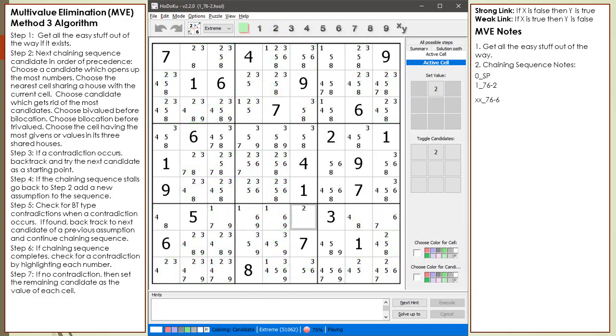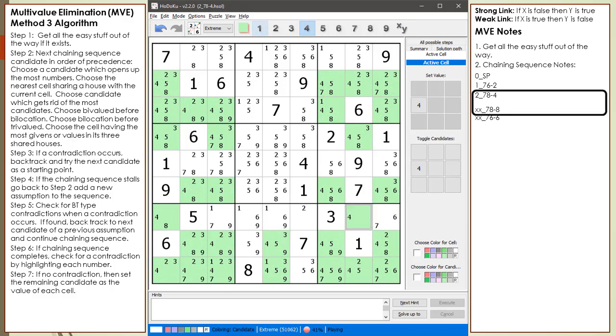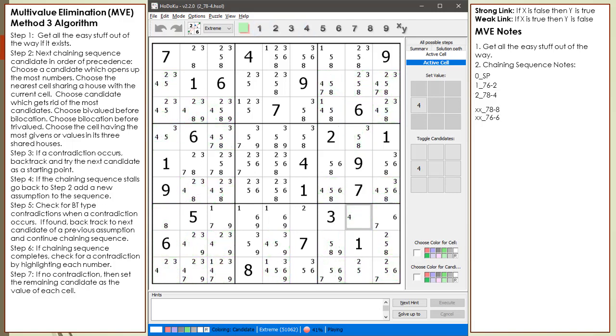The current chaining sequence stalls. We highlight all the bi-value cells. We have 3 bi-value cells to consider for the next assumption cell. We have 3 candidates highlighted in purple, all opening up one number in the puzzle. We choose the 4 in cell 7, 8 because it's closer to our current chaining cell 6, 7, and we update our notes. The current chaining sequence stalls.